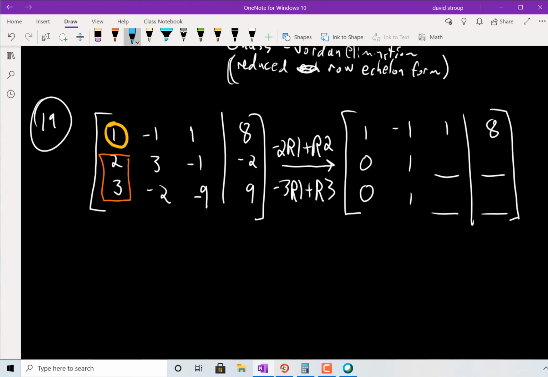-2 times row 1. So we get -2, and then -2 times -1 is +2, and then -2, and then -16, and then row 2 is 2, 3, -1, -2.